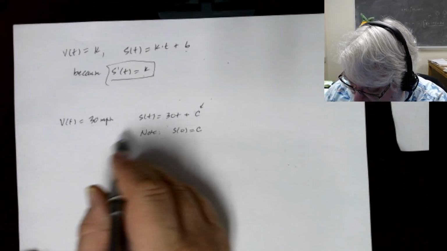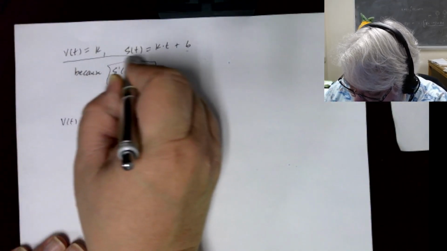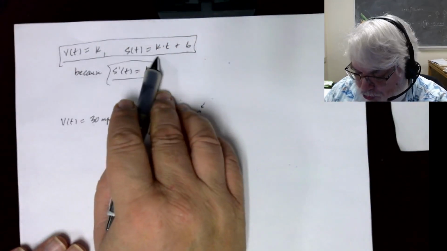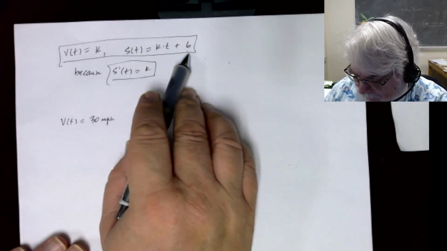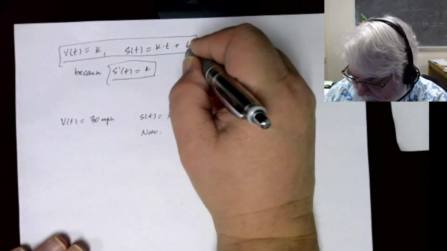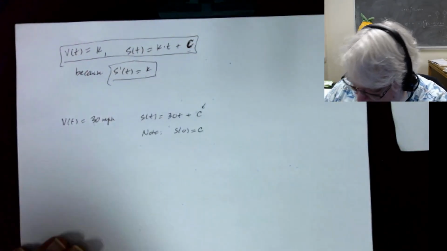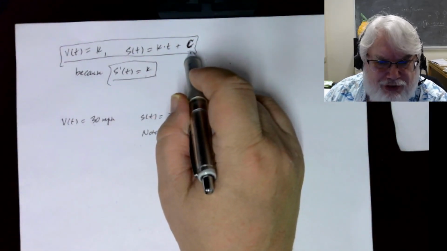And so our first antiderivative is that if you have a constant velocity k, then your general antiderivative would be k times t plus c, and that's the starting position.